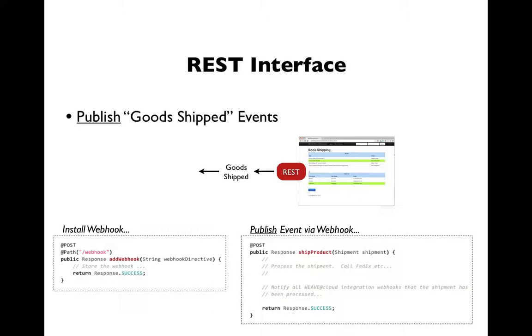Then on the other side, to publish the goods shipped events, the app needs to provide an endpoint through which Weave It Cloud can install webhooks. An example of publishing the event via the webhook is on the right hand side there, where we have a REST endpoint that can be implemented whatever way you want, and it is just receiving a notification from the user interface that the books are to be shipped. After shipping the books, we call the webhooks to tell Weave It Cloud that this has happened and trigger the integrations.